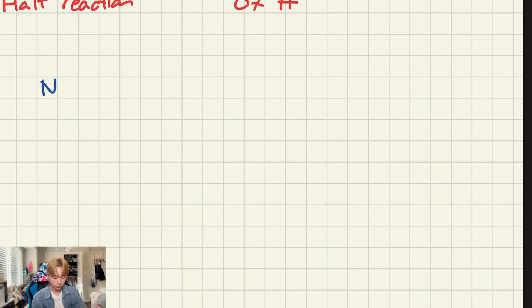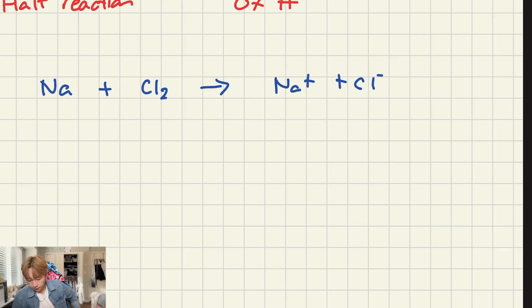Let's say we want to balance the full redox reaction of Na plus Cl2 going into Na plus and Cl minus. First, we have to check the spontaneity of this. We know that Na is our strongest reducing agent, Cl2 is our strongest oxidizing agent, and looking at our chart, we can see it's downhill, so it is spontaneous. So we can move on to step 2.